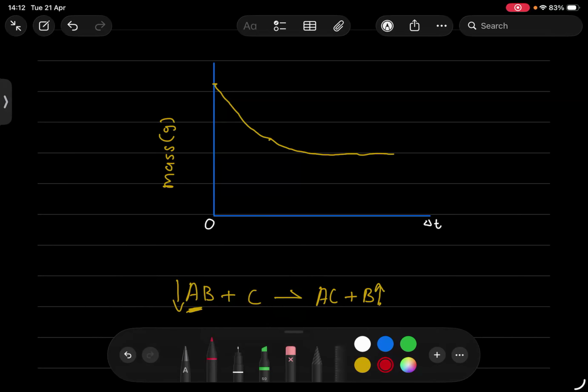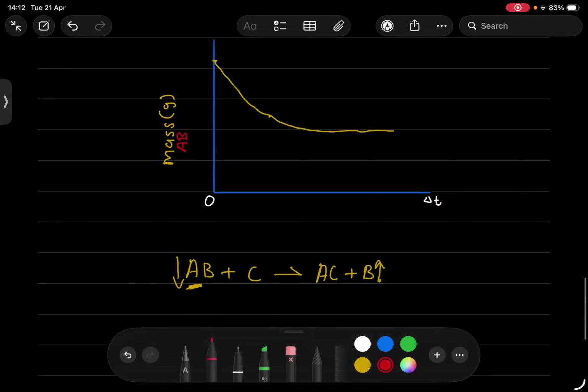Initially, it was 10 grams. Let's say this is the mass of AB, right? It was 10 grams, and as the reaction occurs, the mass goes down. Do you see that? The mass of AB goes down since it's the reactant.